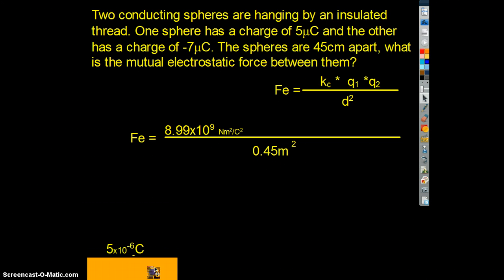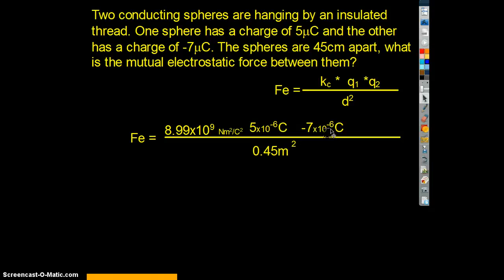What's next? My first charge, 5 microcoulombs. Remember that micro means 5 times 10 to the -6. That's what micro is. And then, thusly, it'll be -7 microcoulombs. Alright, so this is where you are going to pause the recording and practice this. I will wait a good 5 seconds of recording before I start revealing the answer.